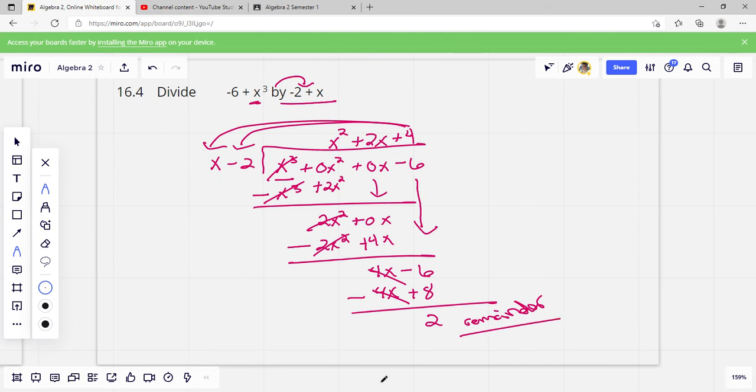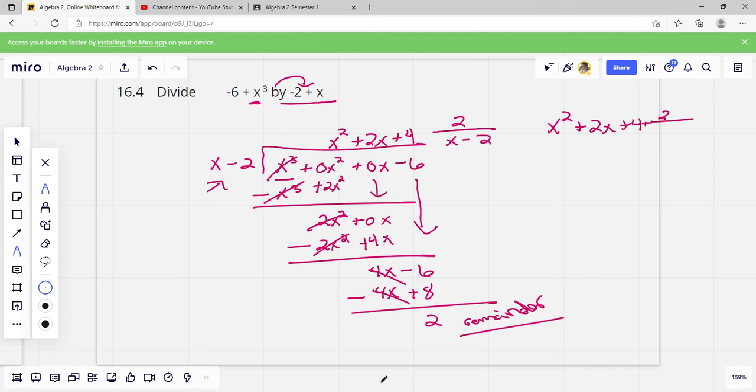And I'm going to turn that into a fraction. So the 2 goes on the top, and my divisor goes on the bottom, so that's x minus 2. Let me erase those arrows so you can see what the answer should look like. So your answer would be x squared plus 2x plus 4 plus 2 over x minus 2.